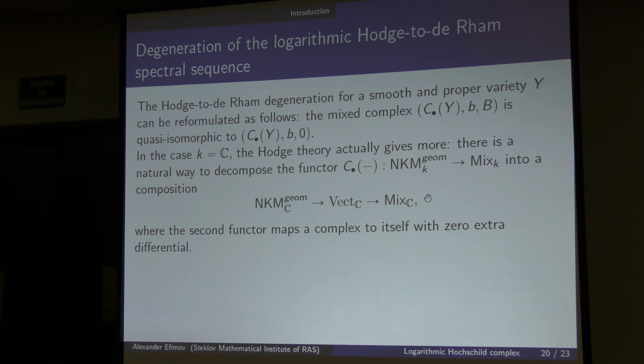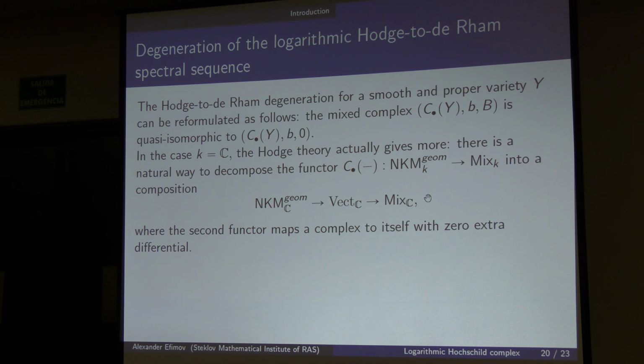And in the case of complex numbers, we have actually more. We have Hodge theory, which gives us a canonical splitting of the filtration, which in terms of these mixed complexes gives a way to decompose the functor of Hochschild complex through the category of complexes of vector spaces, where the second functor here is just when we take this extra differential to be zero.